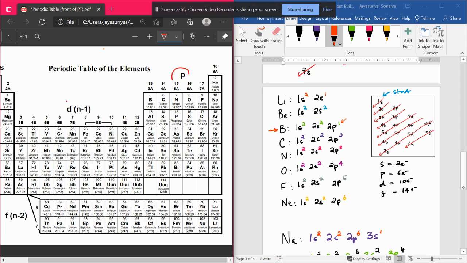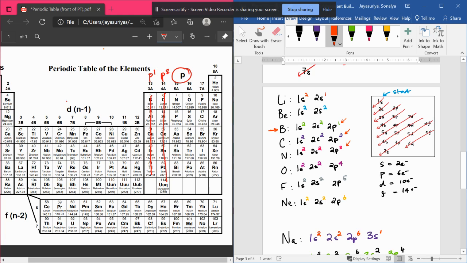Boron is in the p block in the first column, which is why it's p1. The first column is p1. Carbon ends in p2. The column carbon is in is p2. Carbon will end in p2. Any element here will end in p2. Okay? Look at nitrogen. Nitrogen should end in p3.